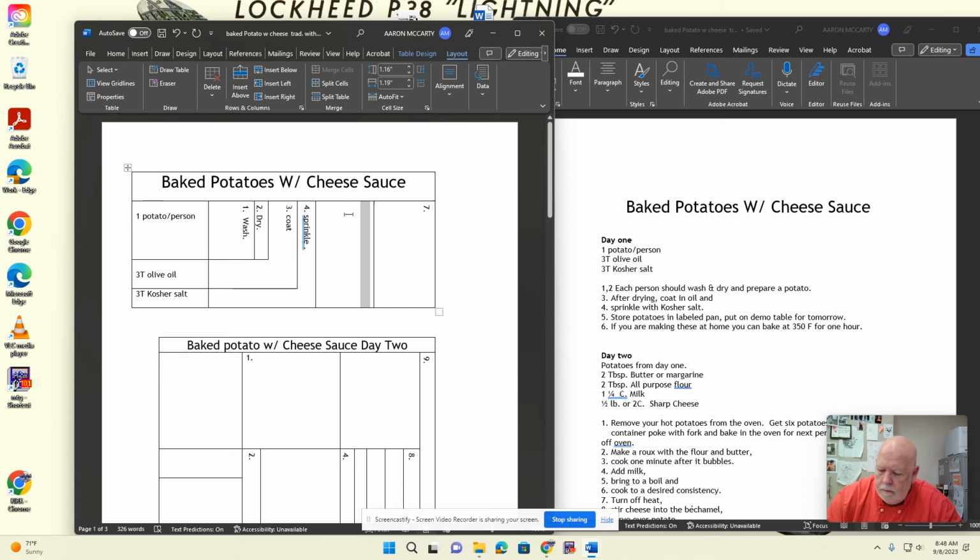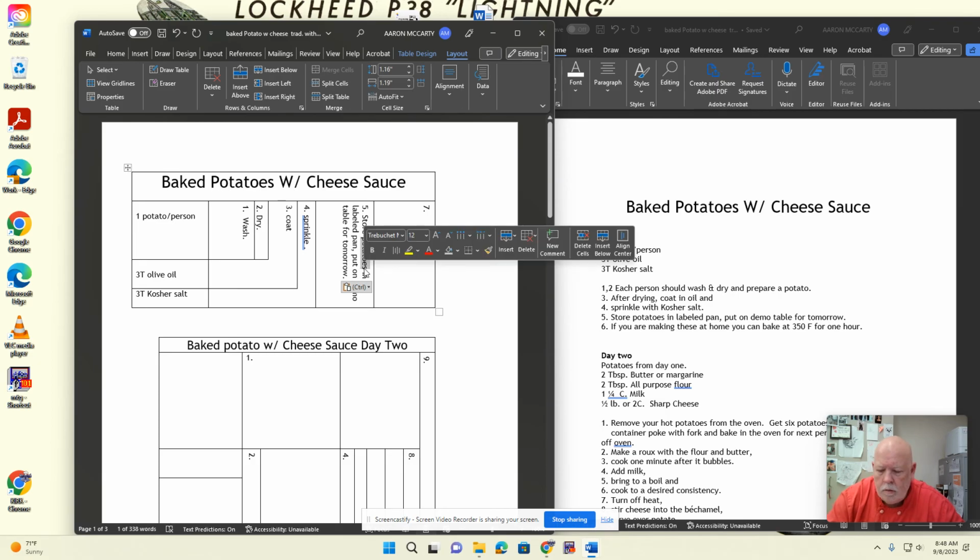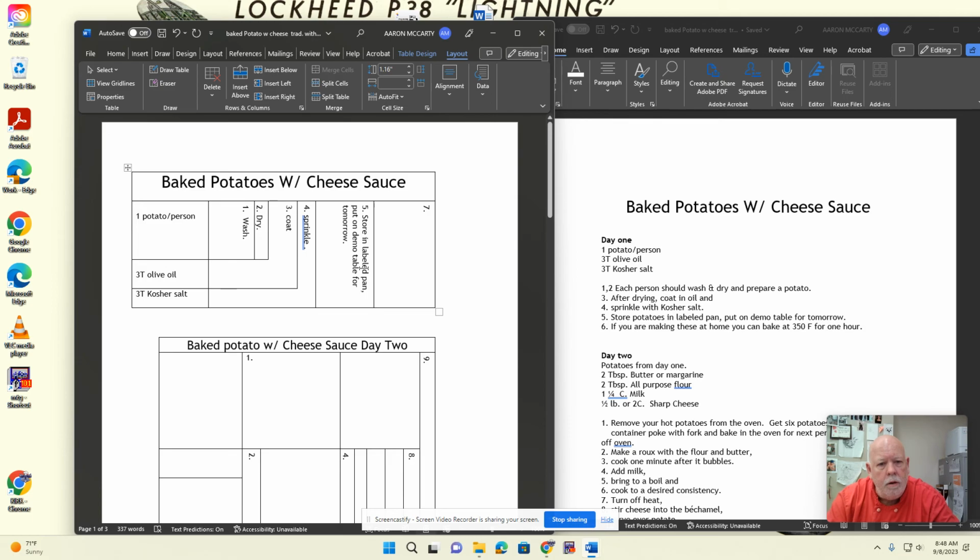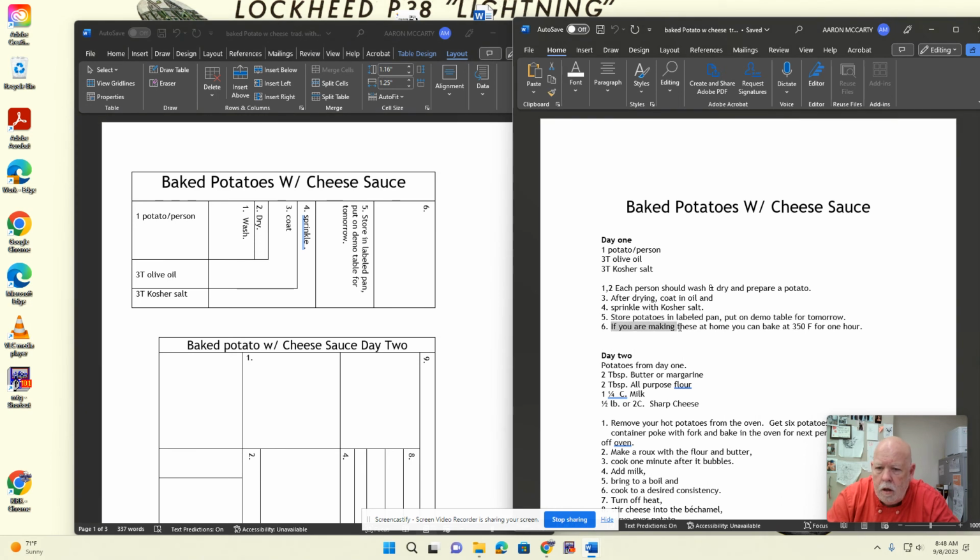5 goes here. Store potatoes in labeled pan. Put on demo table for tomorrow. We don't need the word potatoes because that's what we have. So you have to delete the word potatoes. Well, in your case, you're just not going to write it. Store in labeled pan, comma, put on demo table for tomorrow. And then there is no 5 and there is no 7. So we have step 6 here. For making these at home, you can bake.